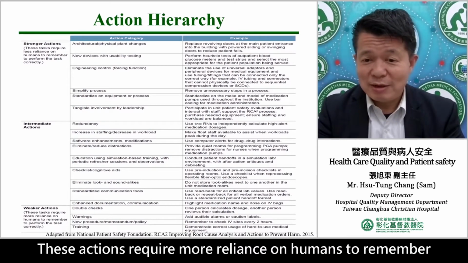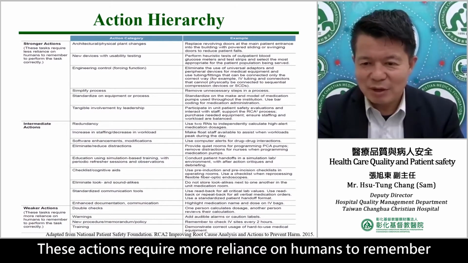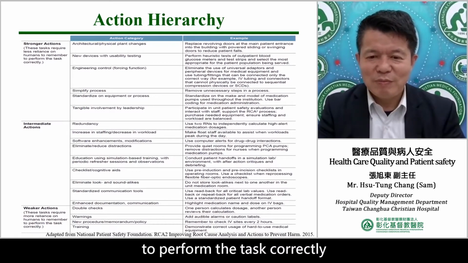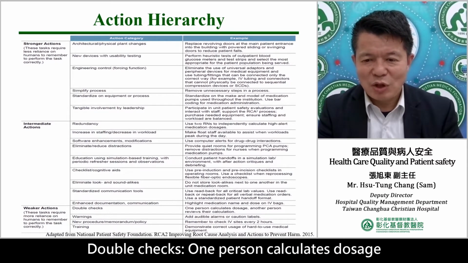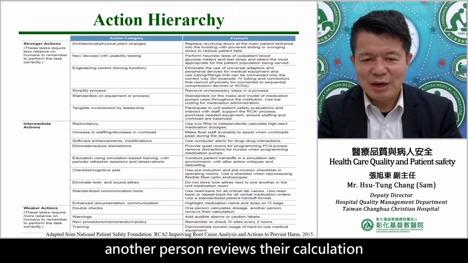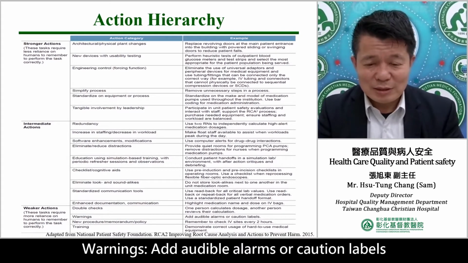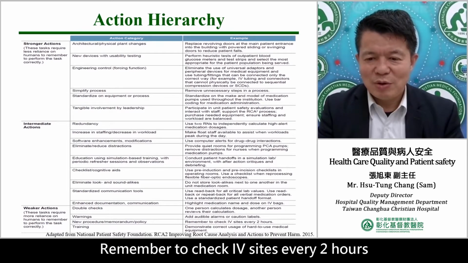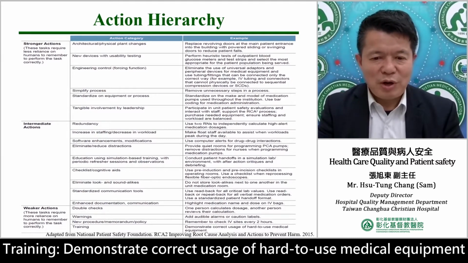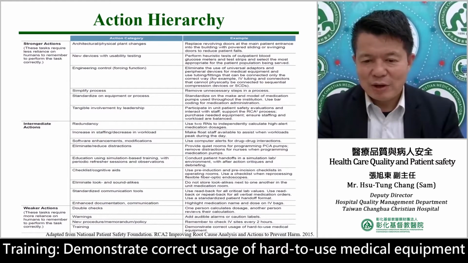Weaker actions. These actions require more reliance on humans to remember to perform the task correctly. Double checks: one person calculates the dose, and another person reviews their calculation. Warnings: add audible alarms or caution labels. New procedure, memorandum, policy: remember to check IV sets for hours. Training: demonstrate correct usage of hard-to-use medical equipment.